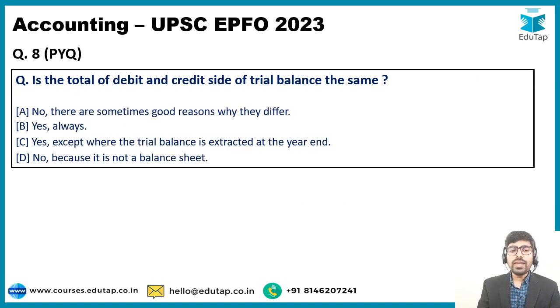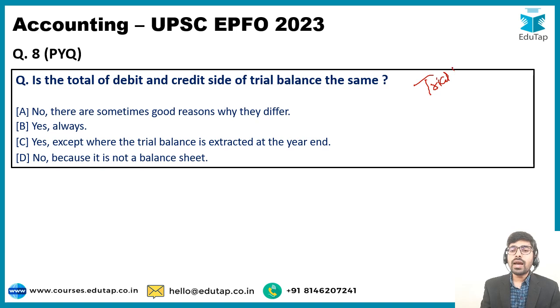Now coming to the next one, and this is a previous year question guys. Let's see how simple it is. Is the total of debit and credit side of a trial balance the same? Options are no, there are sometimes good reasons why they differ. Yes, always. Yes, except when the trial balance is extracted at the year end. No, because it's not a balance sheet. Okay. I hope you are aware about what is a trial balance.